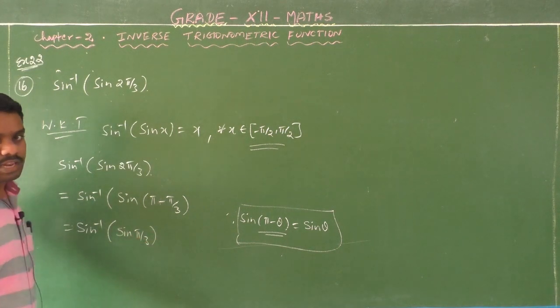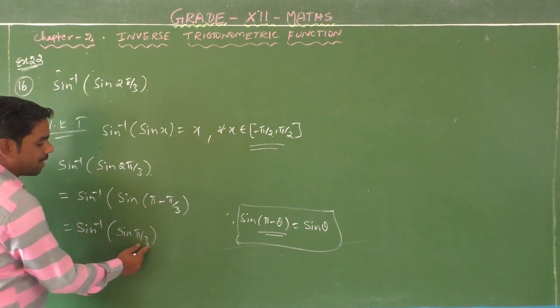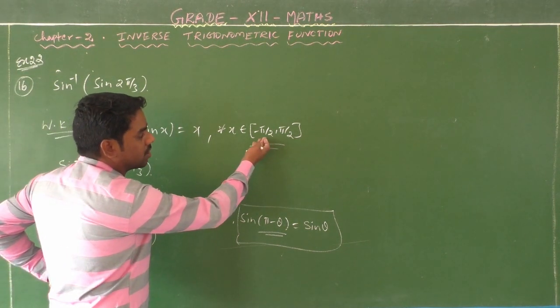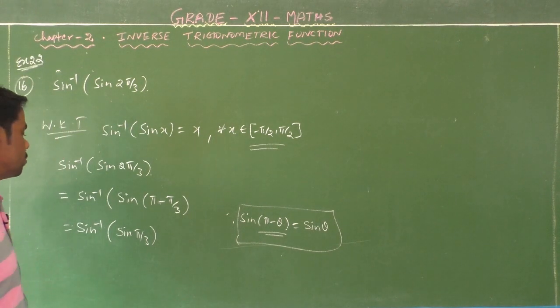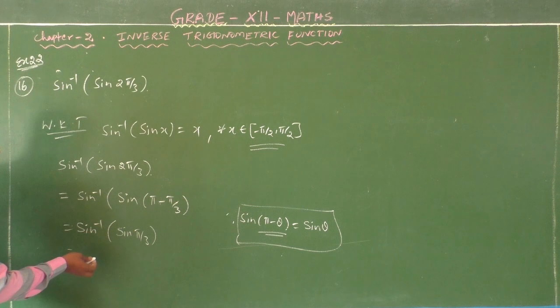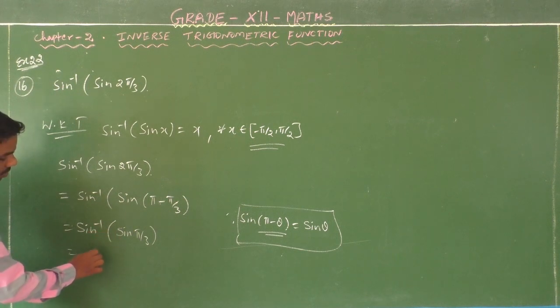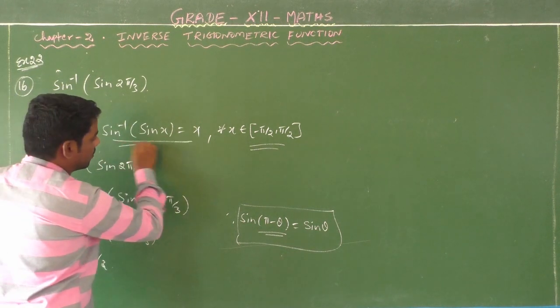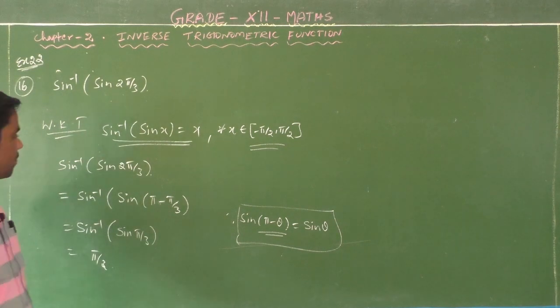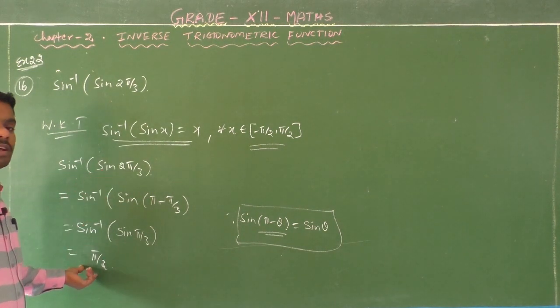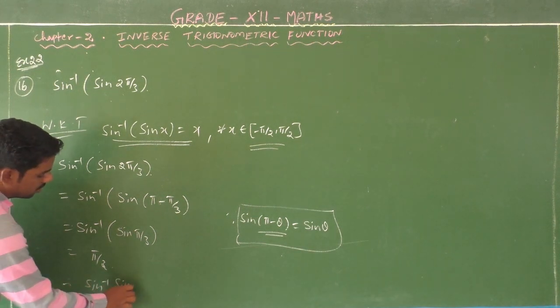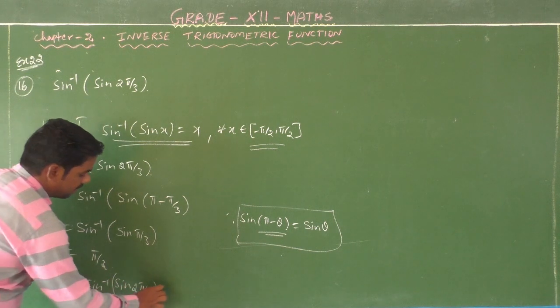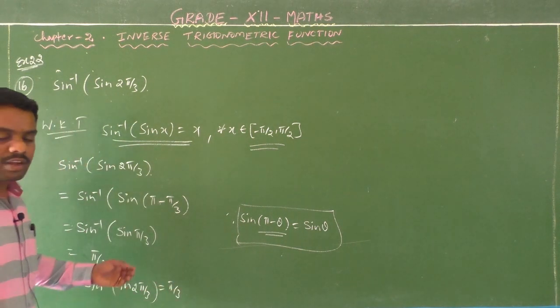Listen, here the theta value pi by 3 belongs to the given closed interval minus pi by 2 comma plus pi by 2. So sine inverse of sine pi by 3 is equal to pi by 3, using this formula. Therefore, the value of this question, sine inverse of sine 2 pi by 3, is equal to pi by 3. Okay, this is the required answer.